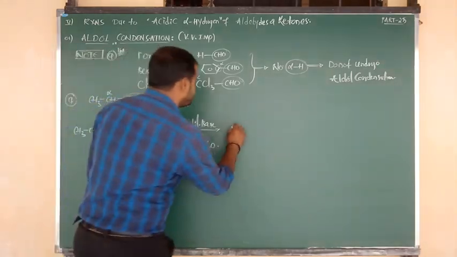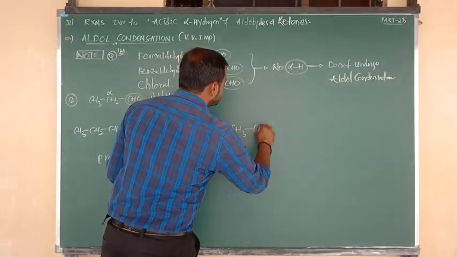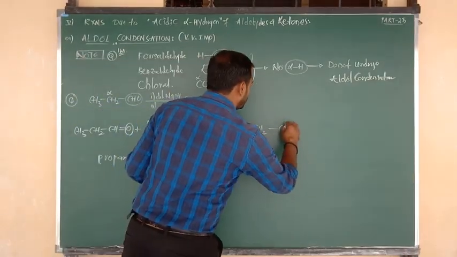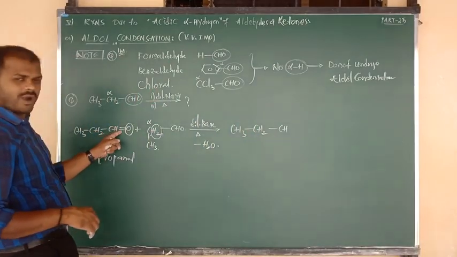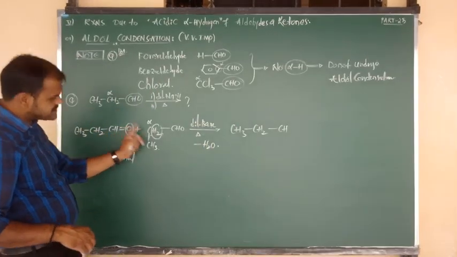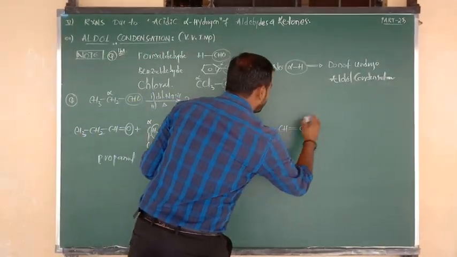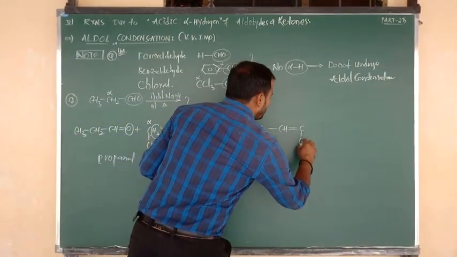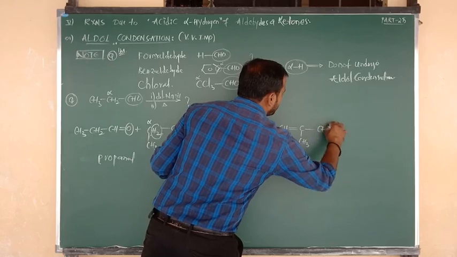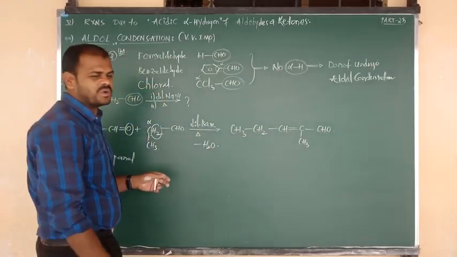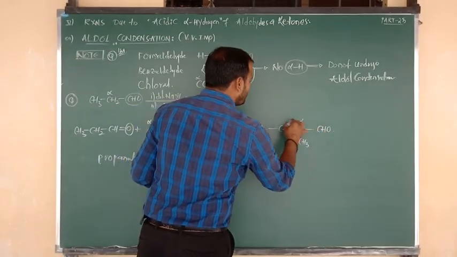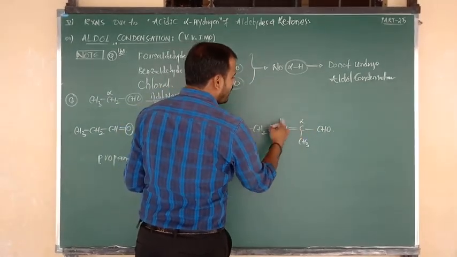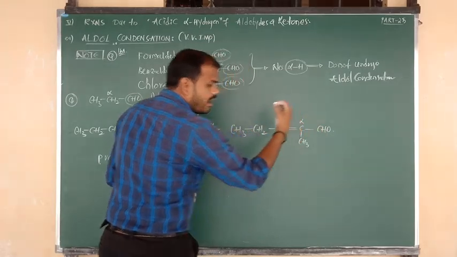CH3 bonded to CH2. Yes, I have written here CH3 bonded to CH2. CH2 connected to CH. After CH, a double bond is there, CH double bond C. C below the plane has CH3, right plane has CHO. Again, the functional group adjacent is alpha, alpha adjacent is beta. So the compound name is nothing but the alpha beta unsaturated aldehyde.